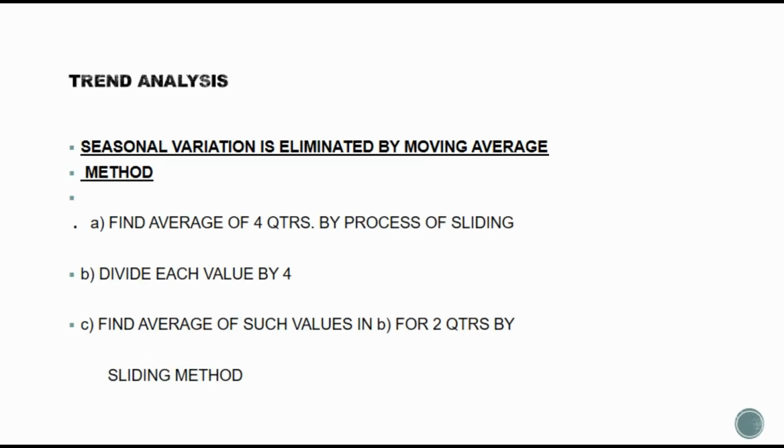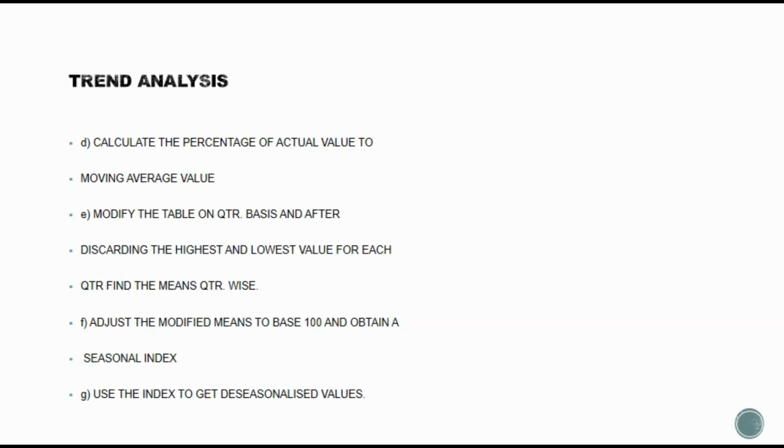Seasonal variation is eliminated by the moving average method. You can find the average of 4 quarters, divide each value by 4, and find the average of such values for quarters by the sliding method.